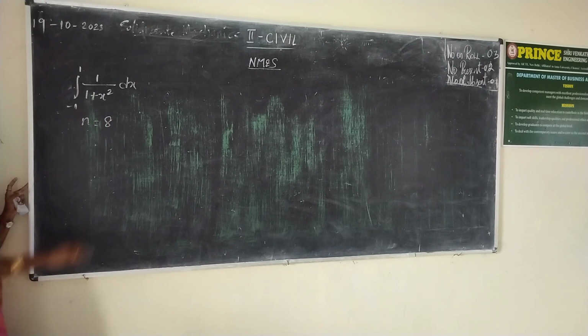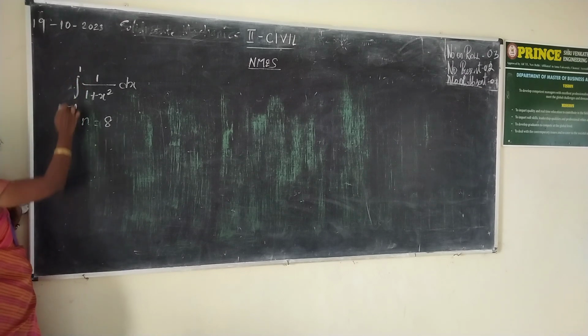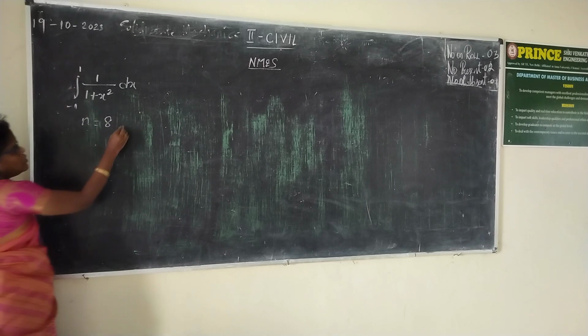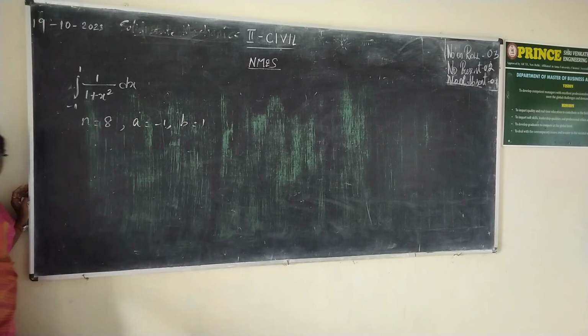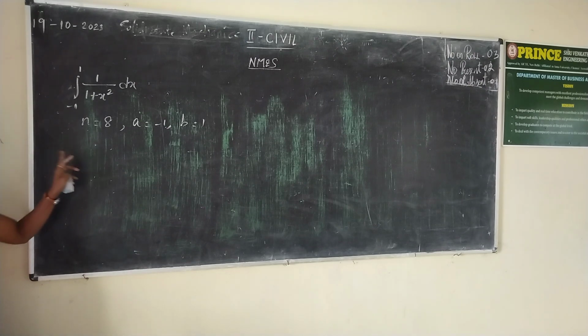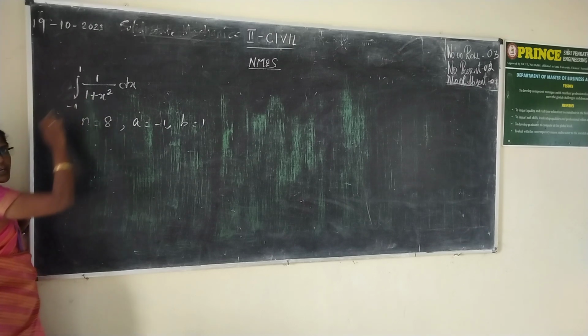What is the general notation for the integral? A to b. Lower limit is denoted as a and upper limit is denoted as b. So a is given to be minus 1 and b is equal to 1. Okay, first write all this necessary data. And whatever is given in the integral, that you should consider as f of x. So what is f of x?